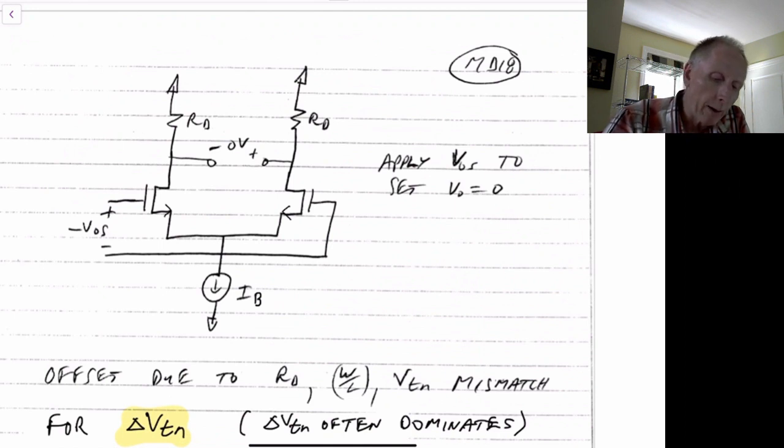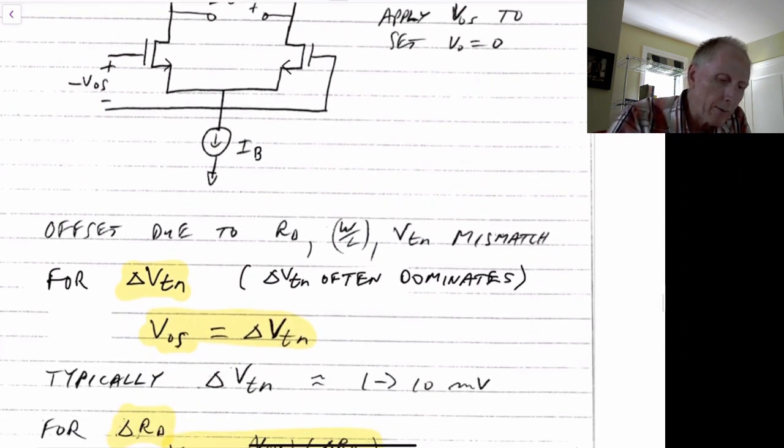So the way to determine the input offset is to actually take a voltage, apply it to the input, such that the output reduces to 0. So in this case here, we actually apply minus the offset voltage in order that the output will go to 0. And then the offset is the negative of that value.